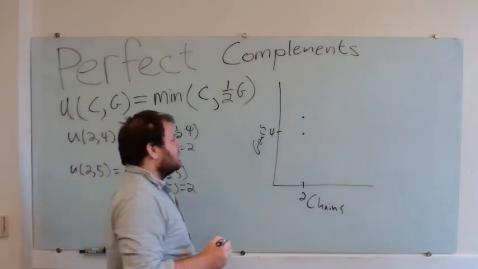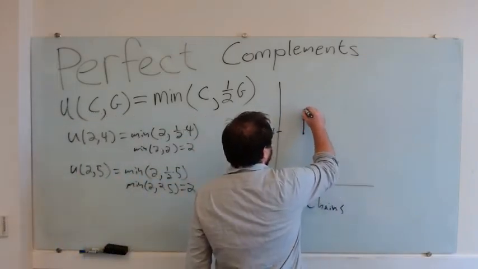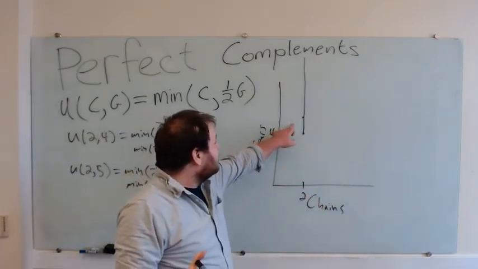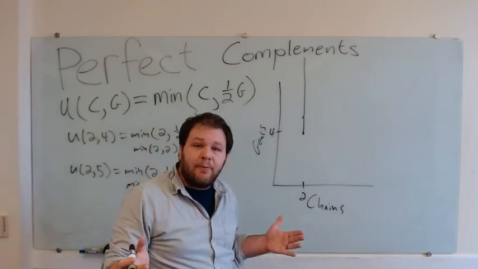So I'm on the same indifference curve. And that's true if I had 5 gears, 6 gears, 7 gears, 8 gears, up to infinity, because adding gears without adding any chains doesn't do anything for me.